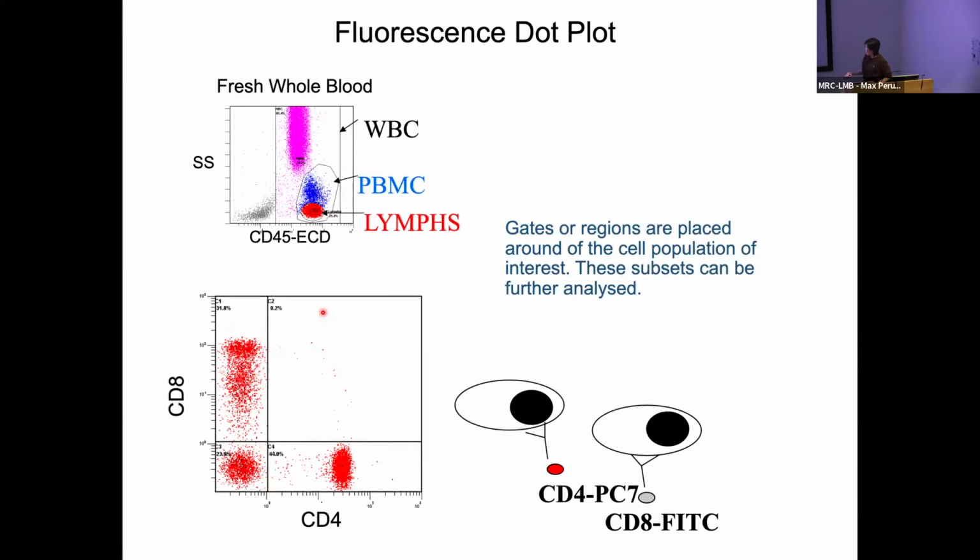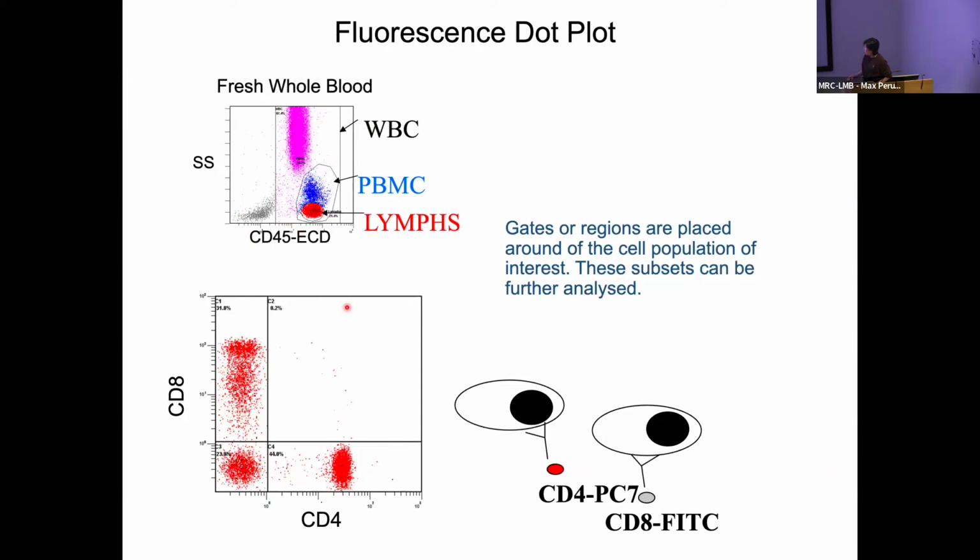Let's take an example again. We can see the three populations in the fresh whole blood. And if we have fluorescent parameters, we can plot them into 2D plots, and we place a gate, a region, around the cells of interest. And we can gate this region to the next plot to further analyze the subpopulation.